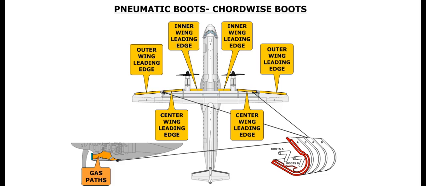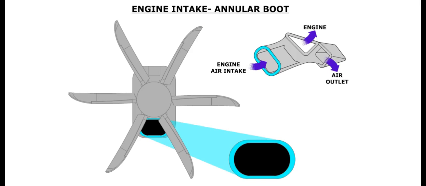The first type of boot is a cordwise boot. This type of boot is used on the leading edges and the gas paths of the engine anti-ice system. The second type of boot is the annular boot. It is used for the engine intakes. The annular boot consists of circular tubes which inflate at the engine inlets.